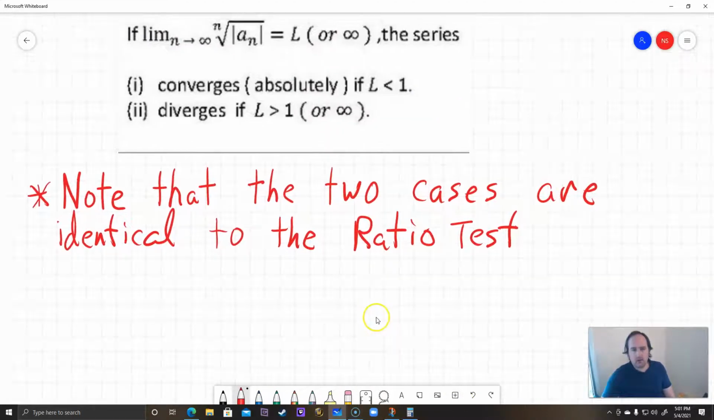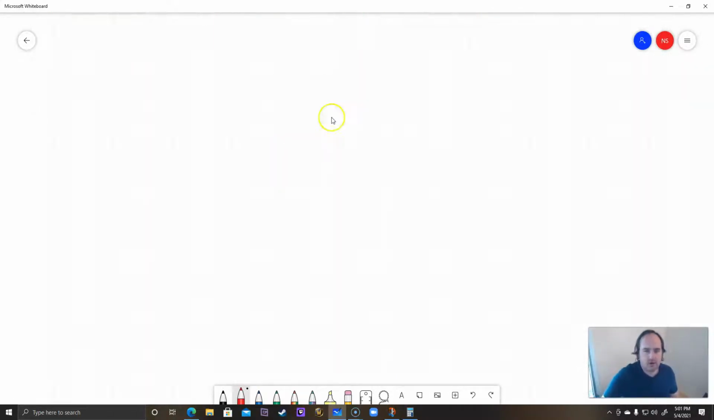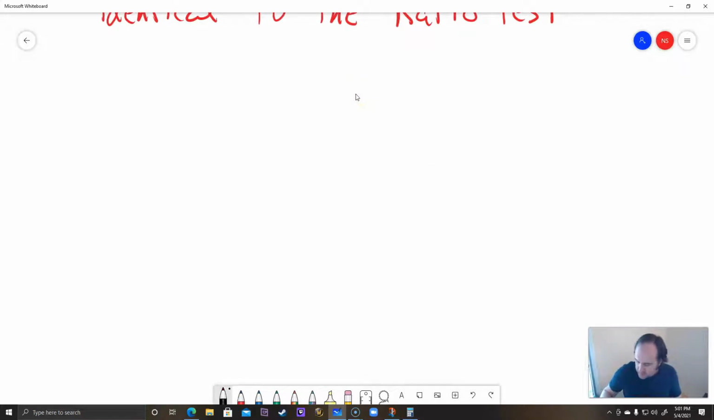Okay, so let's go ahead and do some examples of this. But if you've already seen the ratio test, there isn't too much surprising here.